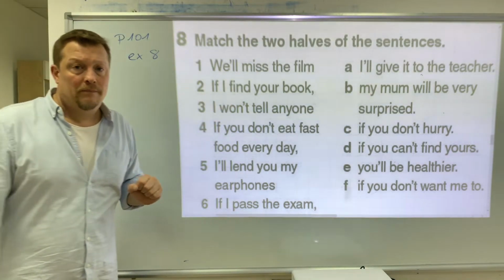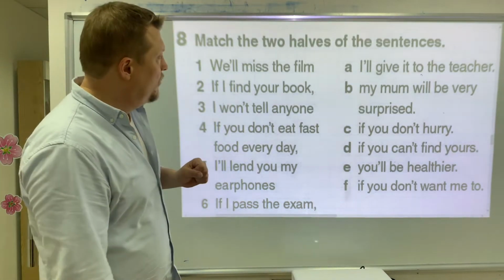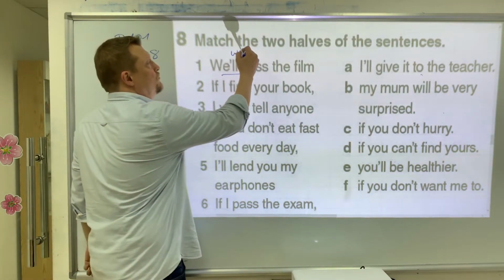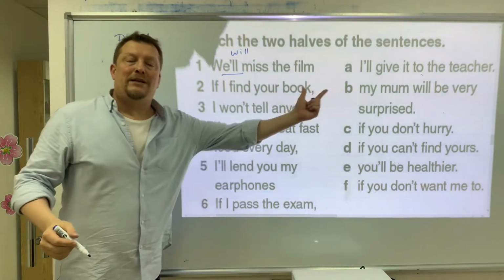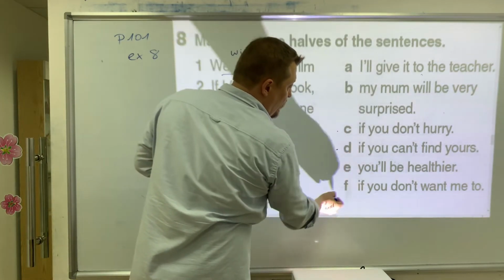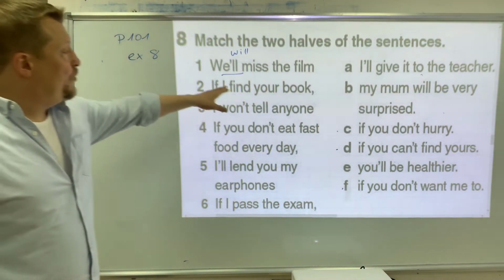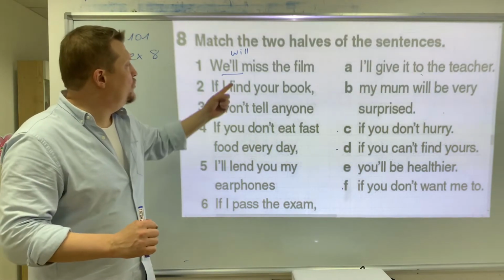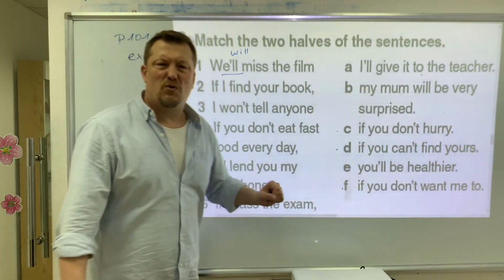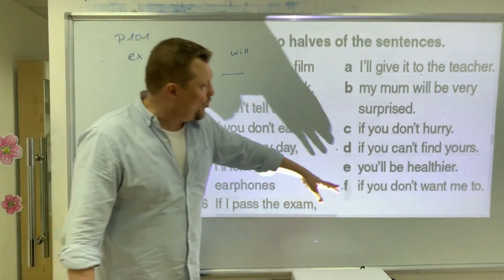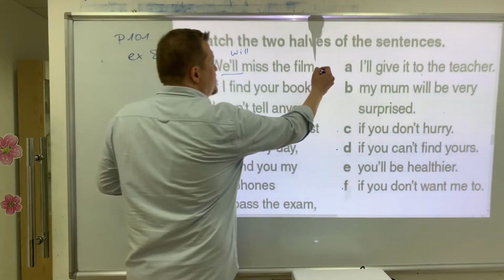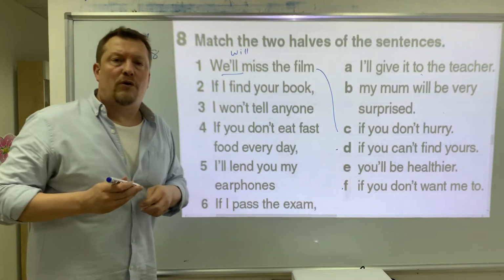We'll miss the film. Oh, we'll miss the film. If what? Okay, so we've got the will, won't. That means we're looking for the if clause now. So we're looking for if. So it could be C, D, or F. If you don't hurry, you'll miss the film. That's, yes, maybe. If you can't find yours, you'll what? No, that doesn't make sense. If you don't want me to, no. Clearly, this is C. We'll miss the film if you don't hurry.